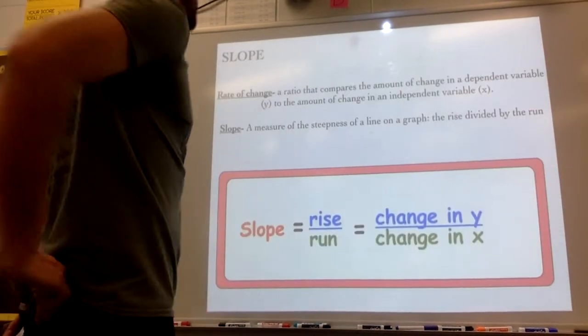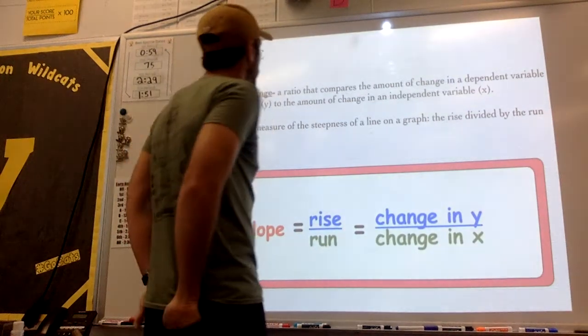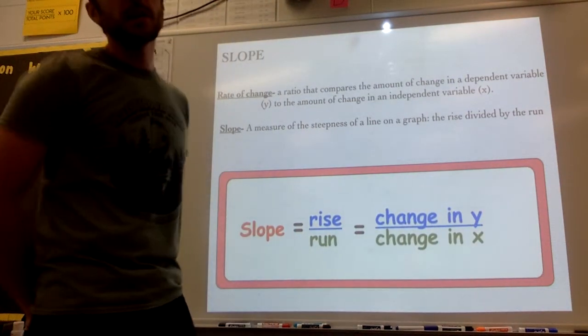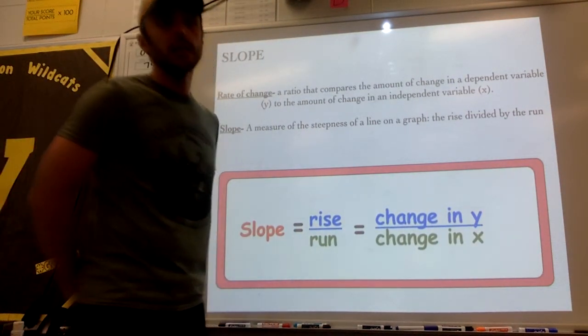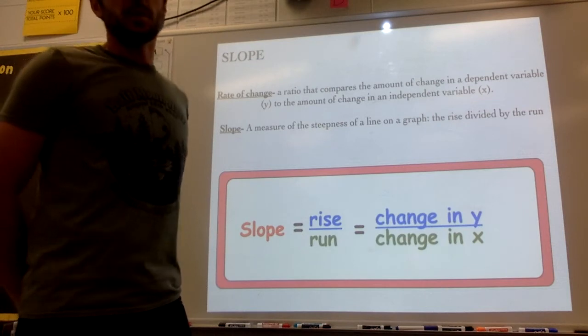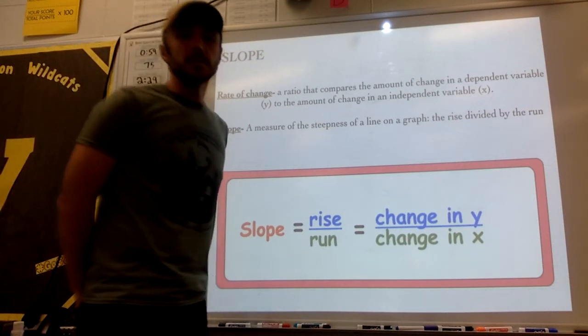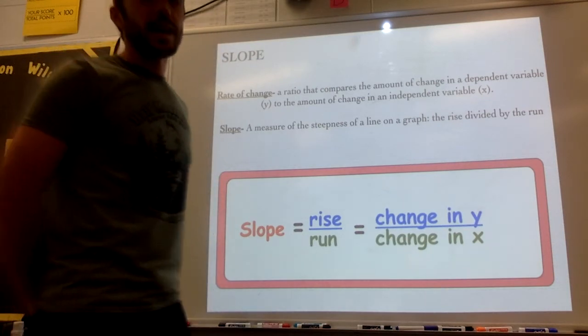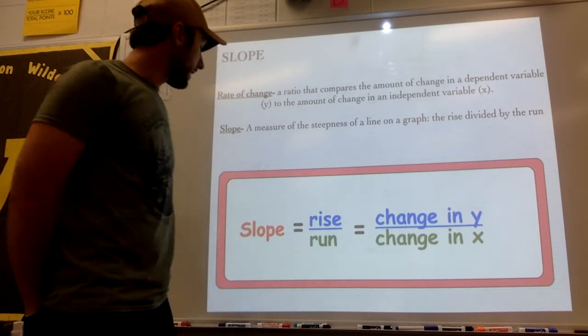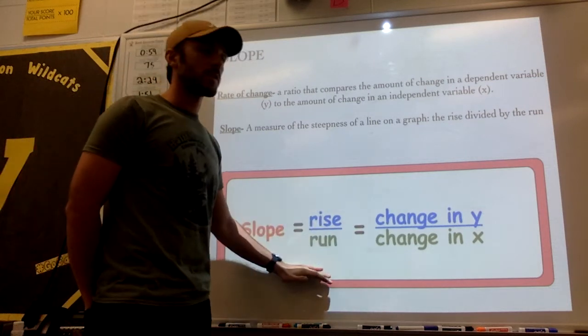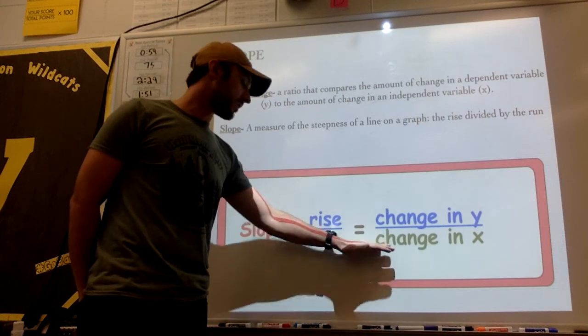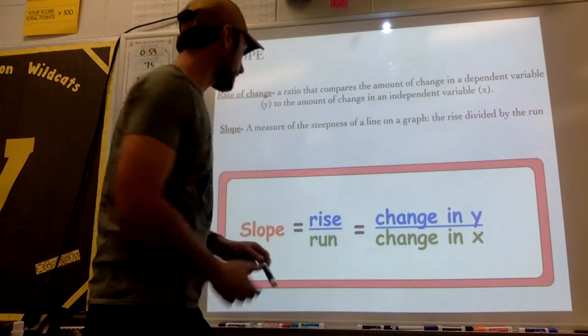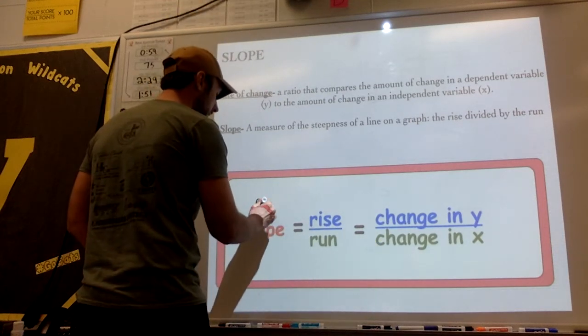So slope is the rate of change, and it's a ratio that compares the amount of change in a dependent variable, y, to the amount of change in an independent variable, x. Slope measures the steepness of a line on a graph. The rise is divided by the run. So right here you see the slope is the rise over the run, which is the change in y over the change in x. And we represent slope with the variable m.